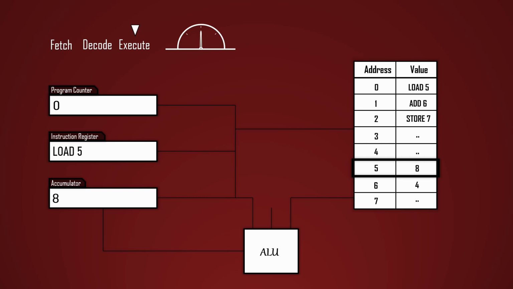The clock ticks and begins the next instruction cycle with the fetch phase again. The program counter is incremented by 1. So this time the processor fetches the data at address 1 and copies it to the instruction register. Next, the decode phase begins and the processor decodes the instruction to understand that it must perform an add operation on the accumulated data already present in the accumulator from previous operations and the data present at location 6 in the RAM. The execute phase begins.